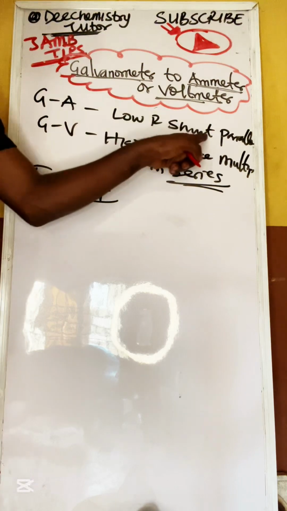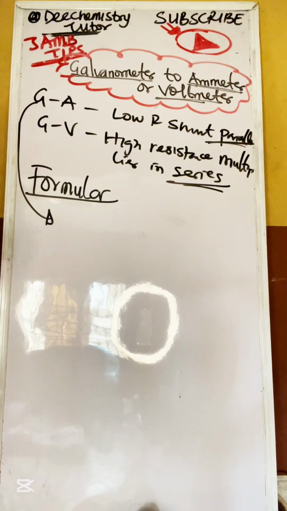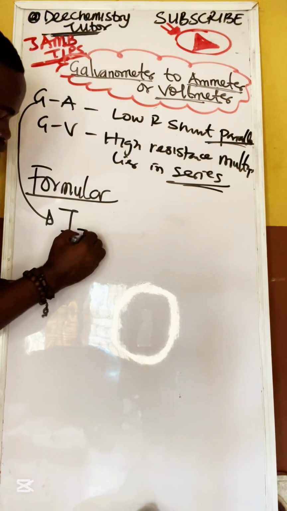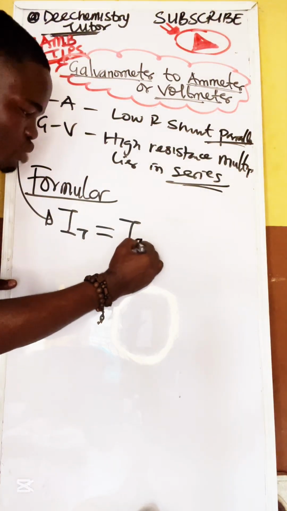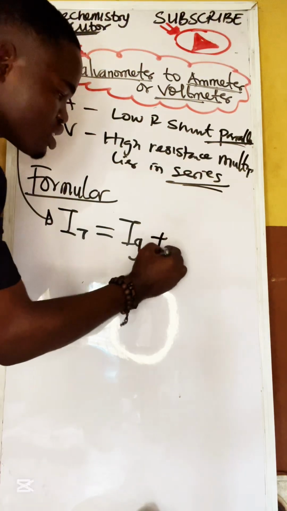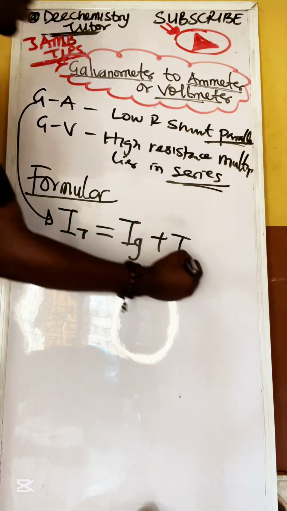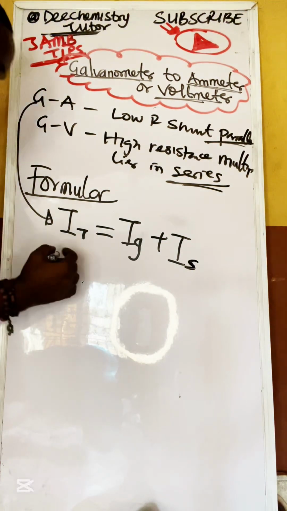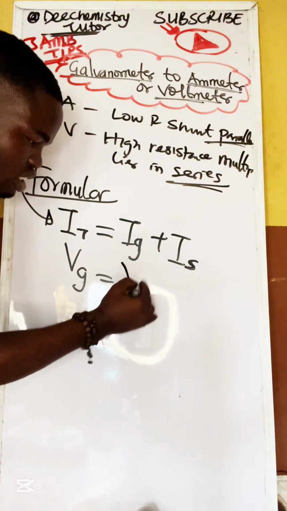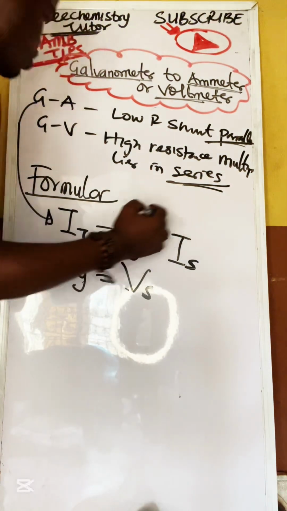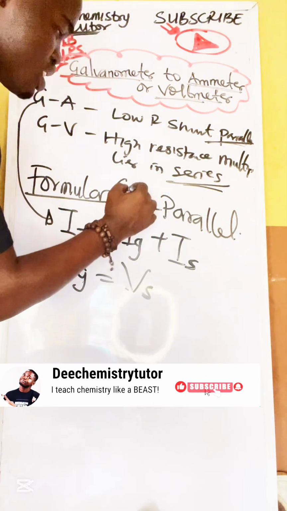Now, if they are connected in parallel, the number one thing is that the total current I will be the summation of what will be in the galvanometer plus what will be in the shunt. Don't forget, galvanometer to ammeter. But the voltage in the galvanometer will be the same voltage in the shunt, because they are connected in parallel. Very important. So the first case is galvanometer to ammeter.